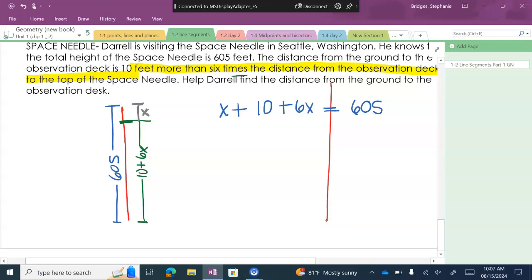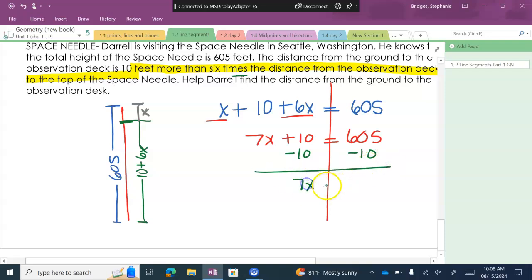The first thing I want to do is combine like terms. What like terms do I have on that left side? X and 6x. That's going to give me a total of 7x. No more like terms anywhere that I can combine. Now I need to jump the fence. What am I going to move over with the 605? The 10. And I do that by subtracting. So that's going to be 7x equals, what is that, 595?